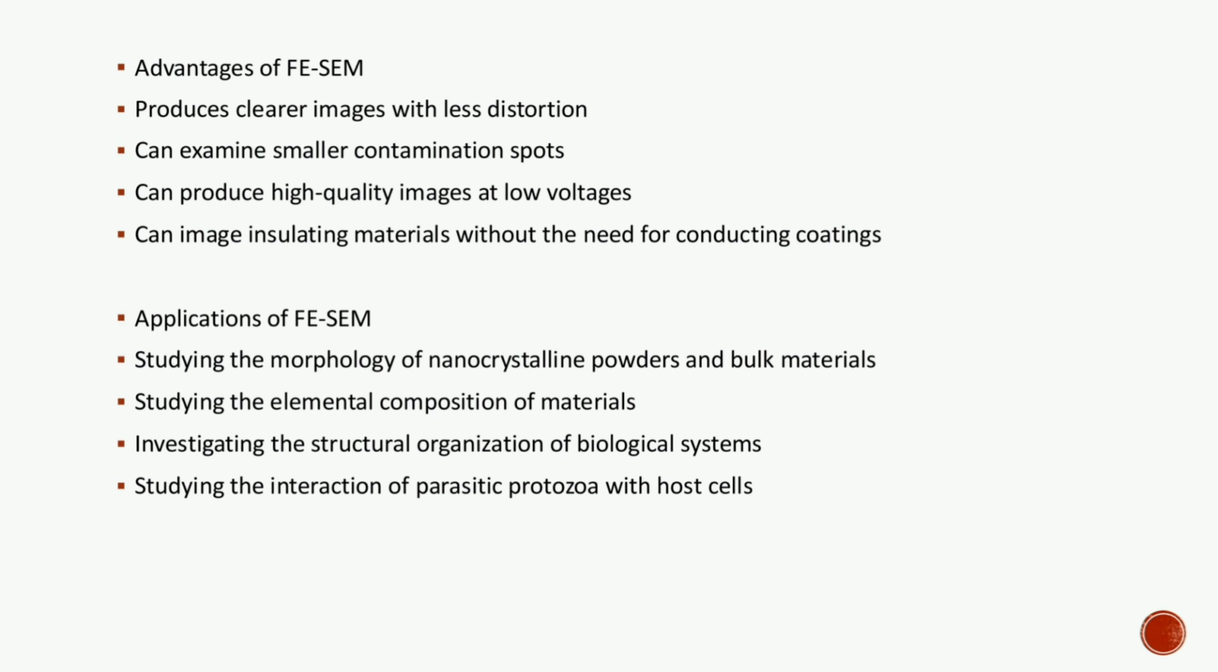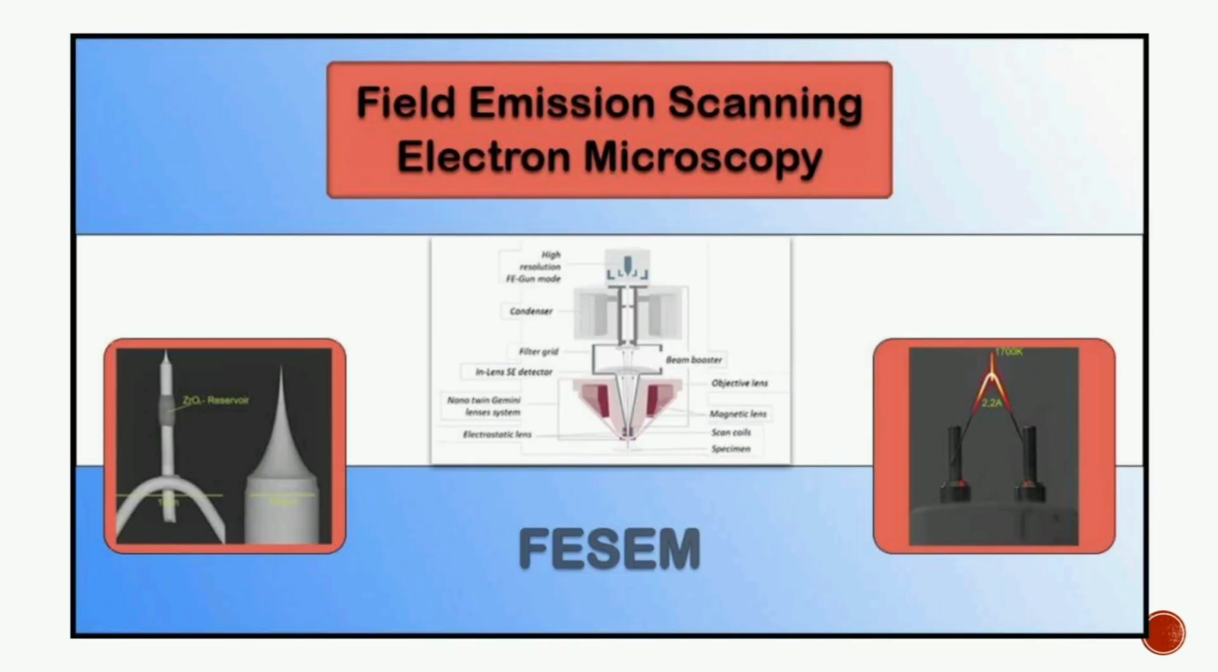The other applications of FESEM are that it can be used to study the morphology of nanocrystalline powders and bulk material. It's used to study the elemental composition of materials. It is used to investigate the structural organization of biological systems. It is used to study the interaction of parasitic protozoa with host cells. And here is the pictorial representation of field emission scanning electron microscopy.